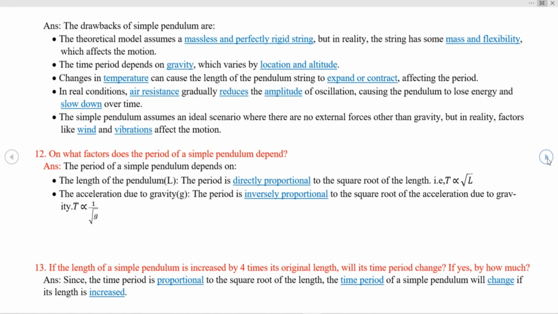Next question we have is, if the length of a simple pendulum is increased by 4 times its original length, will its time period change? If yes, by how much? Since the time period is proportional to the square root of the length, the time period of a simple pendulum will change if its length is increased.